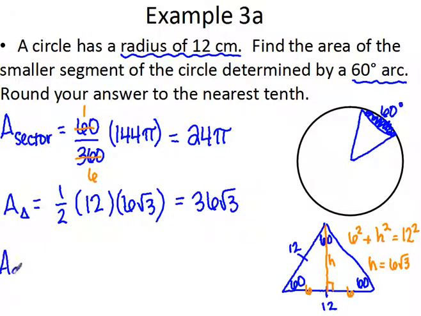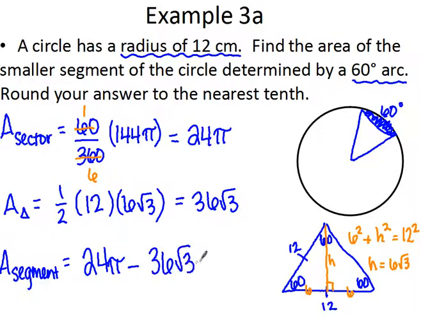So now to put it all together, the area of the segment is the sector, so the 24 pi, minus the area of the triangle, 36 root 3. It says round your answer to the nearest tenth, so we're going to carefully type this in our calculator. 24 pi minus 36 square root 3, and we get 13.0. And then we need units. It would be centimeters squared because we're talking about area.